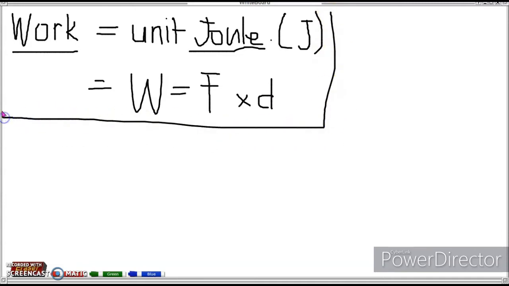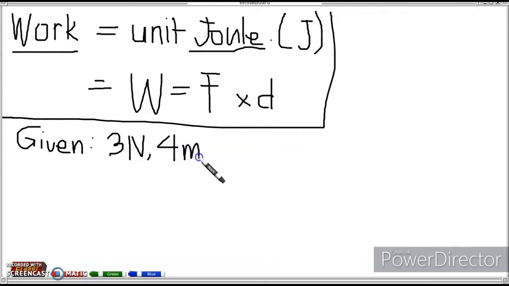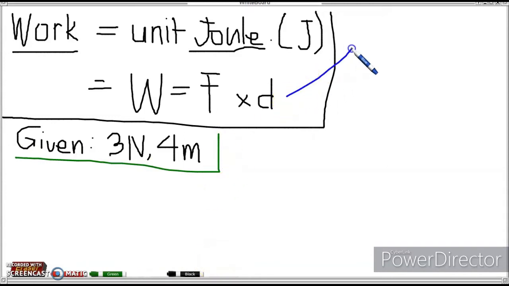Ito po yung kailangan natin. Example, we have a given. So, given. We have a given three newton and have a distance of 4 meter. So this is our given. To copy the formula.